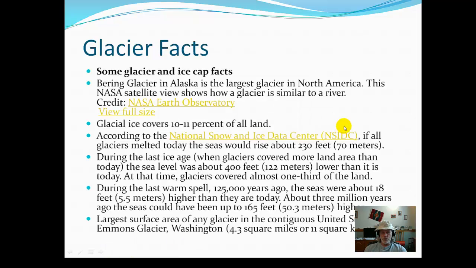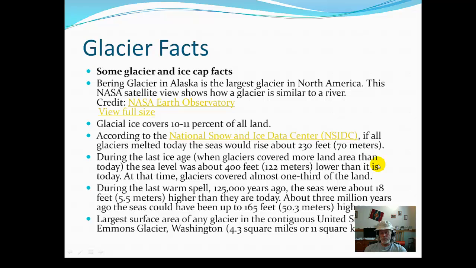Some glacier facts. You can read these on your own, but glacial ice covers about 10 to 11% of all the land. It's interesting to note that if the glaciers melted today, the sea would rise about 230 feet. And during the last ice age, when glaciers covered more land area than today, the sea level was about 400 feet lower.